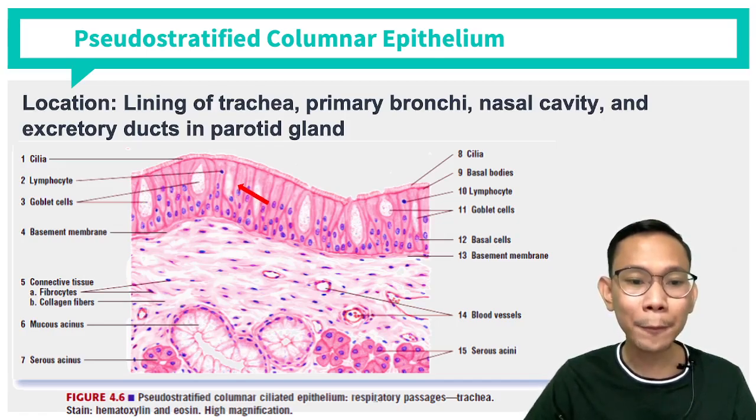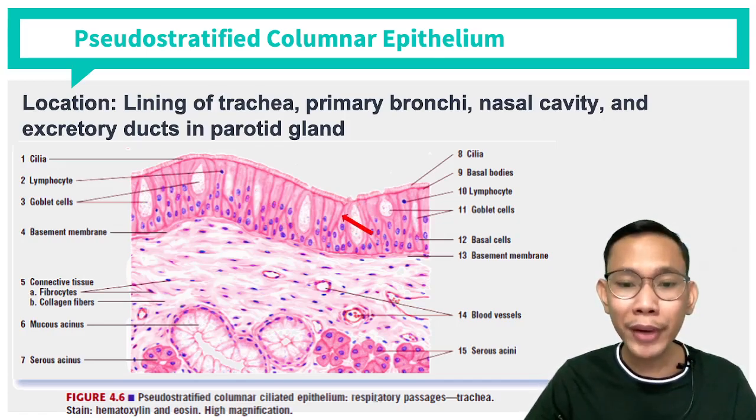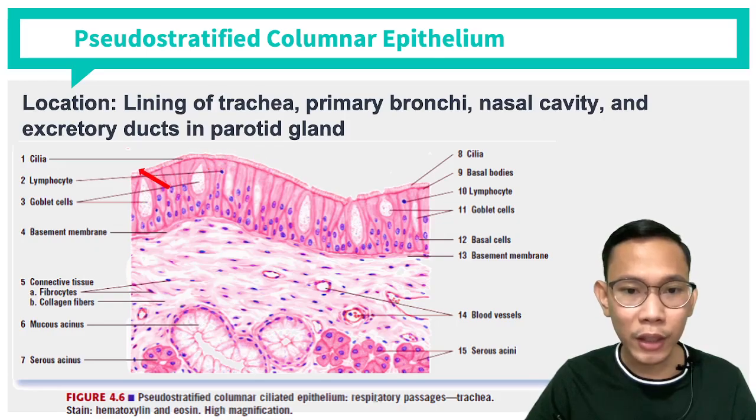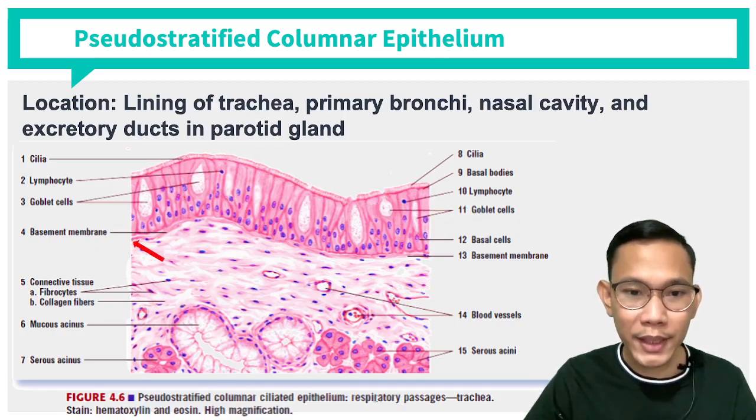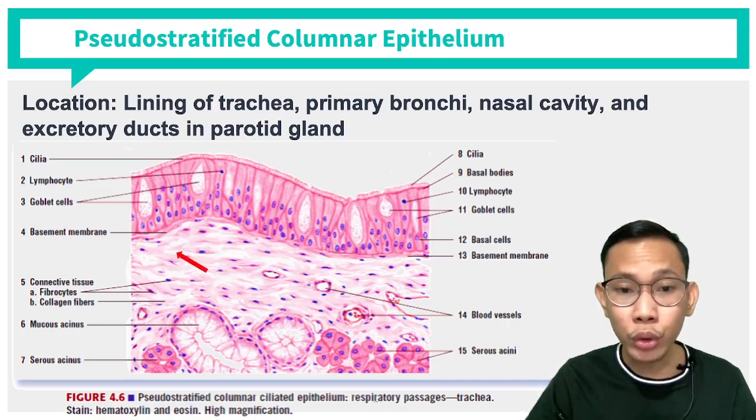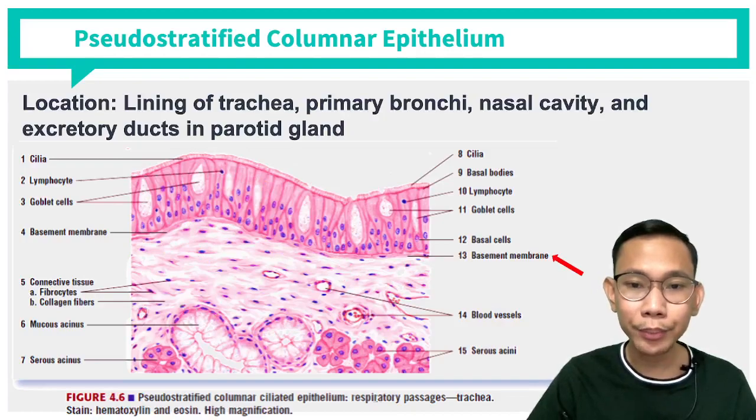So please remember that. Again, it lines your respiratory passages and the lumina of your epididymis and your vas deferens. In your trachea, bronchi, and larger bronchioles, some cells contain now your motile cilia. So this is the location of your cilia. Very good. Again, this is the basement membrane, and this is now your connective tissue area. So what separates your connective tissue from your epithelium is your basement membrane. Very good.